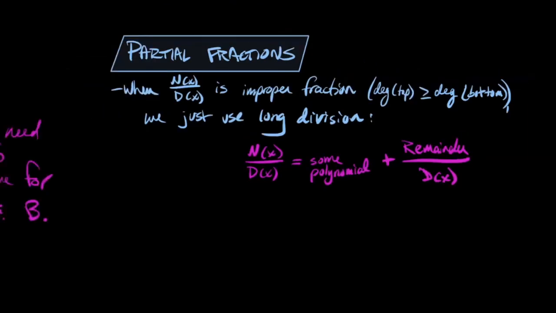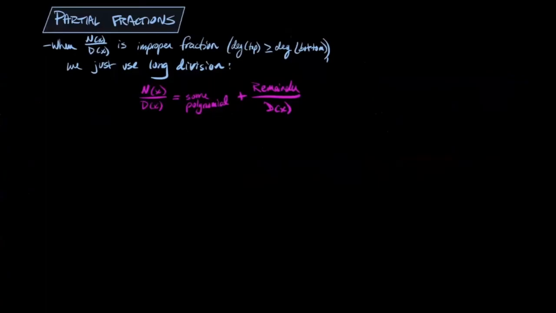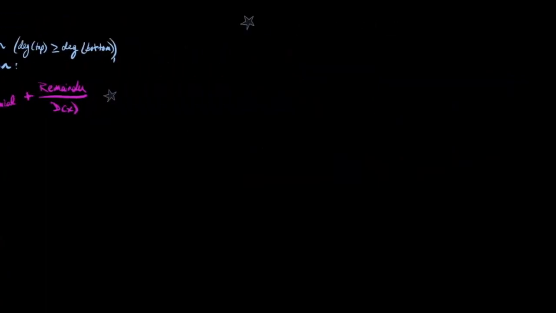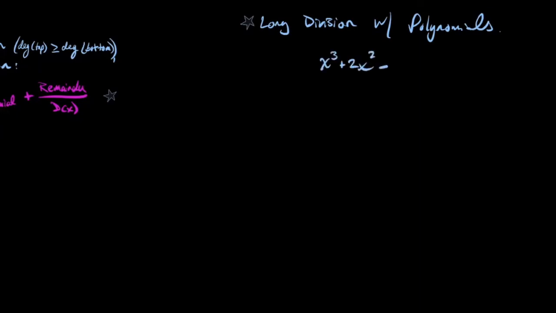And I'm going to do a side note actually right here, and that is long division with polynomials instead of just real numbers. And so to do that, we're going to take x cubed plus 2x squared minus x plus 5, and we want to divide it by x minus 1.